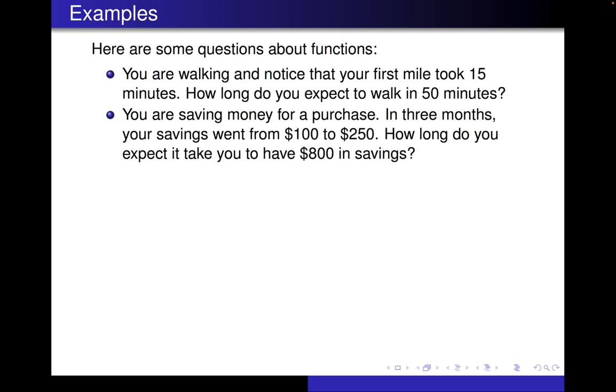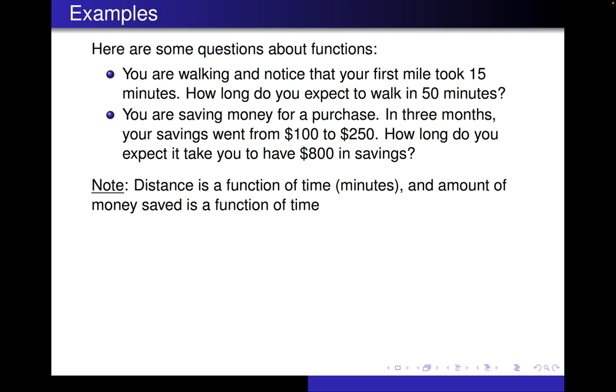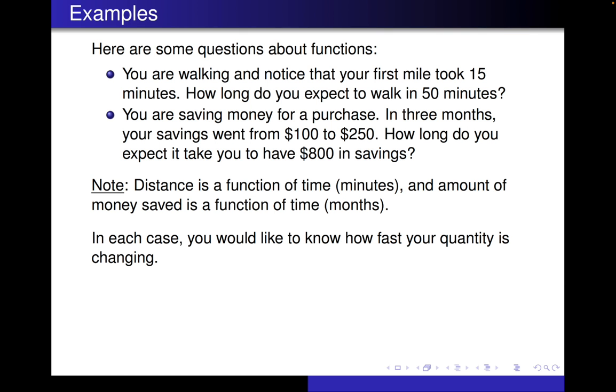In both of these cases, we are talking about functions. In the first problem, distance is the output and time is the input. So distance is a function of time, and of course that time is being measured in minutes. And for the second one, our output is the money saved, our input is the amount of time that goes by, and the time, of course, is measured in months. So in each of these cases, it is going to be helpful to know how fast your quantity is changing so that you can solve the problem.